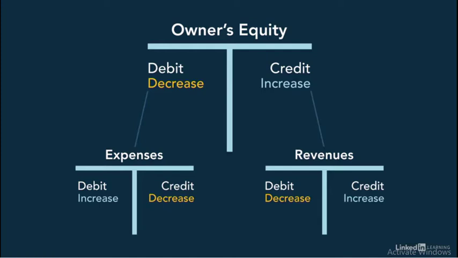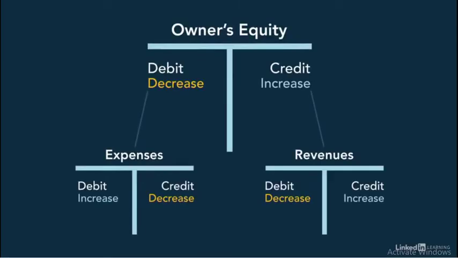Let me say that again. Revenues increase owner's equity, and owner's equity increases with credits. Expenses decrease owner's equity, and owner's equity decreases with debits. This is sometimes confusing, so let me be clear. As expenses go up, owner's equity goes down. The more debits to my expenses, the more my owner's equity decreases. Why? Because remember, owner's equity goes down with debits.